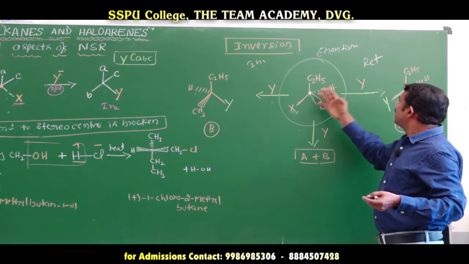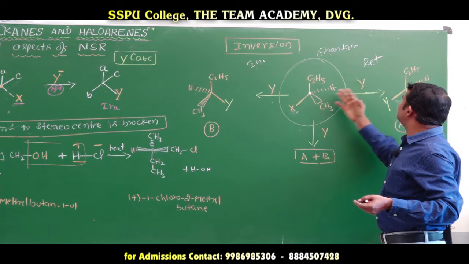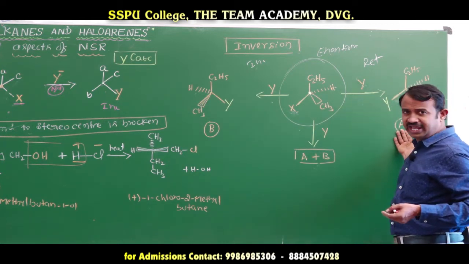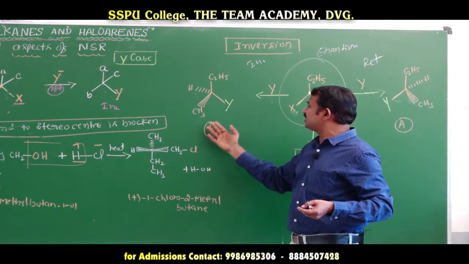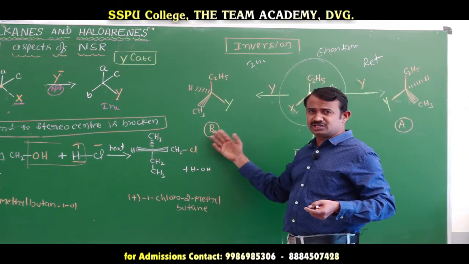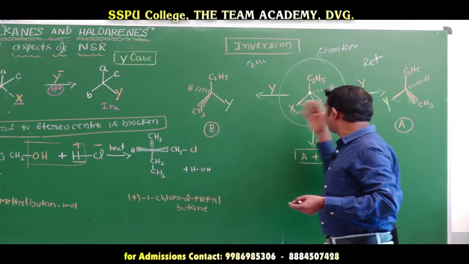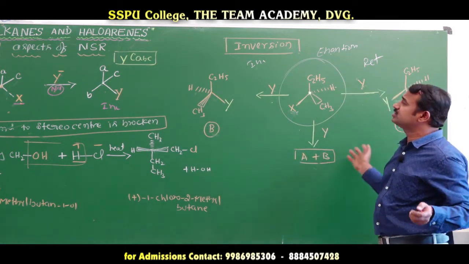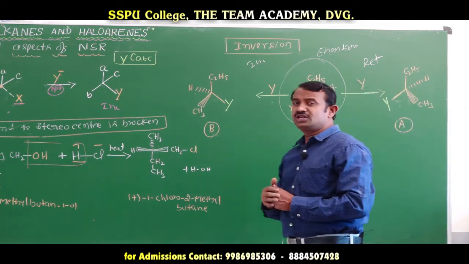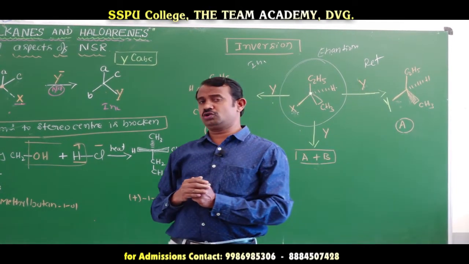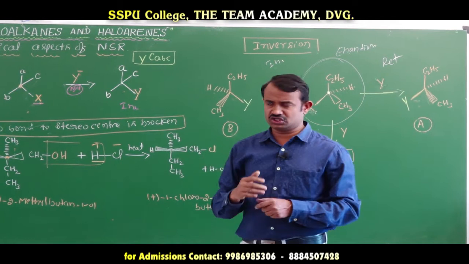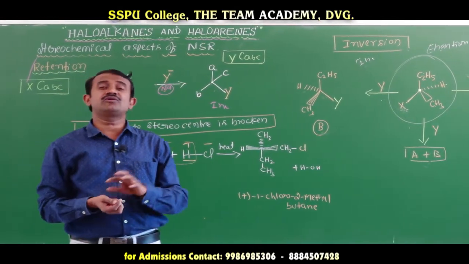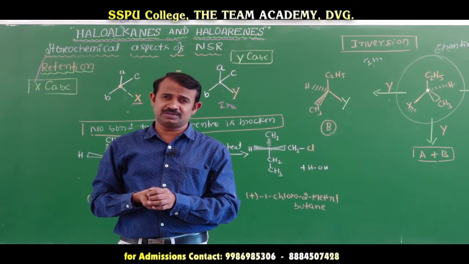If the nucleophile attaches on the same side, that is called retention, configuration A. Next, if it attaches on the opposite side, that is called inversion, configuration B. So I will get A and B. These are the retention and inversion configurations of nucleophilic substitution reactions. Next we will go to the SN1 and SN2 reactions, which are nucleophilic substitution reactions.